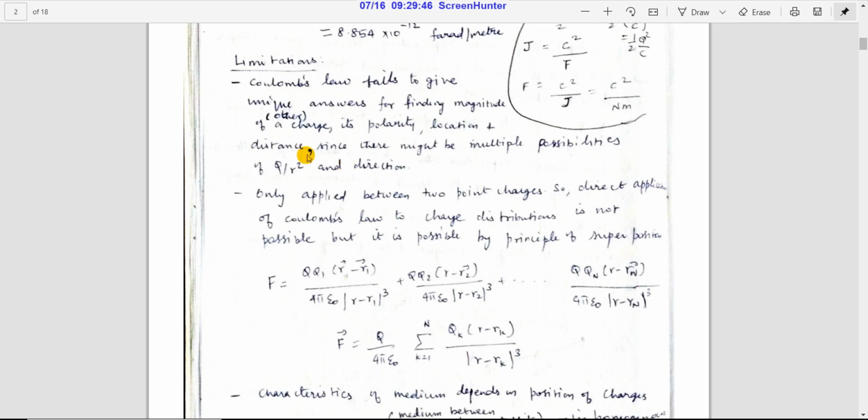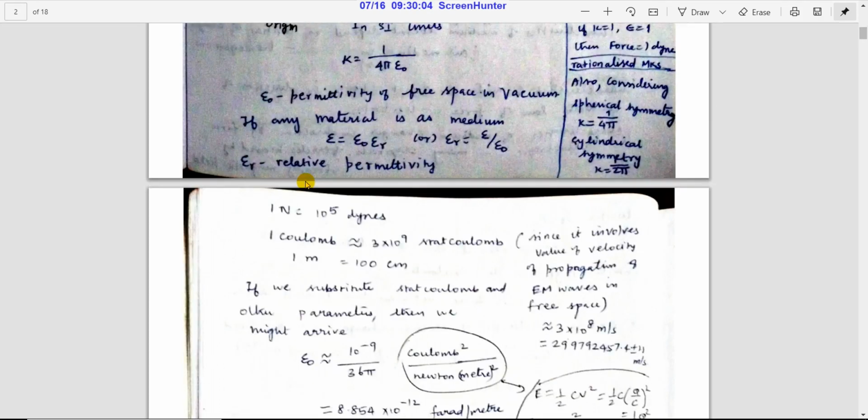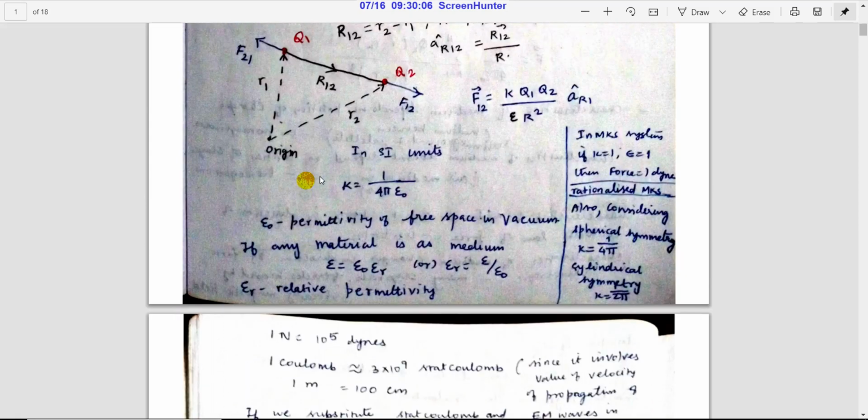So Coulomb's law fails to give unique answers for any of these problems. It gives wrong answers since there might be multiple possibilities of q by r square, because we are just dealing with the ratio of these two.